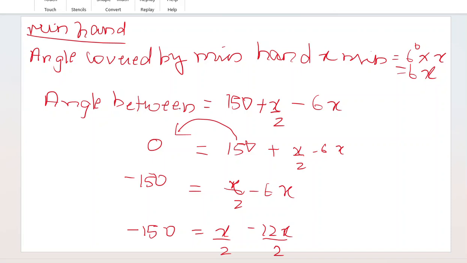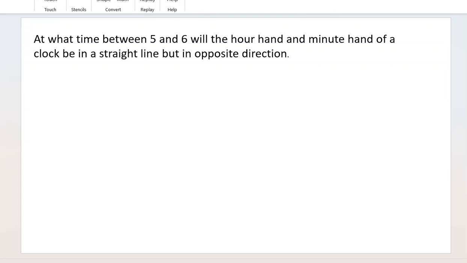We solve a problem similar to this type here, which says: at what time between 5 and 6 will the hour hand and minute hand of a clock be in a straight line but in opposite direction? Now, the question is asking be in a straight line but in opposite direction, something like this. So this case is of the angle being 180 degree. They are in a straight line but in opposite direction. So this is the case of 180 degree.